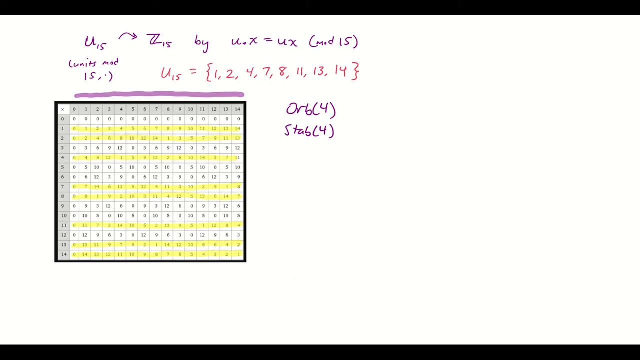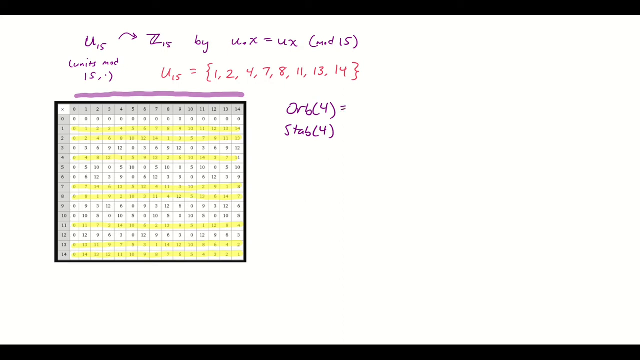All right, so first of all, the orbit of 4, let's just look. If I multiply 4 by units, so I'm not looking at this entire column necessarily, I'm just looking at the products of 4 with units. I've got 4, 8, 1, 13, 2, 14, 7, 11. That appears to be all of the units.